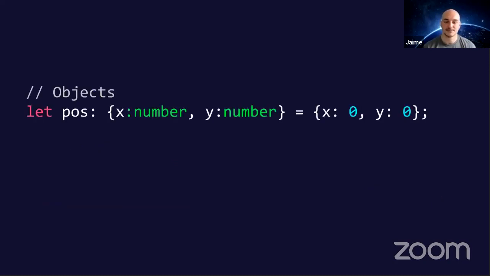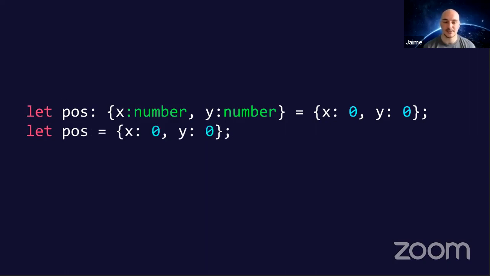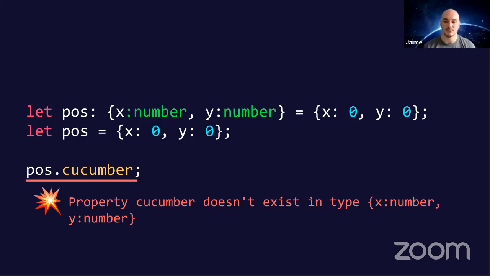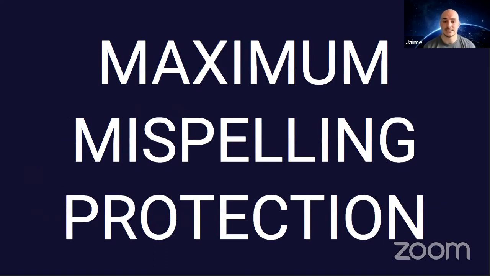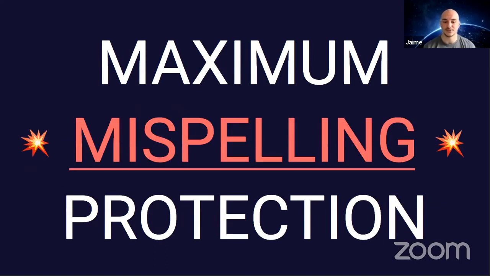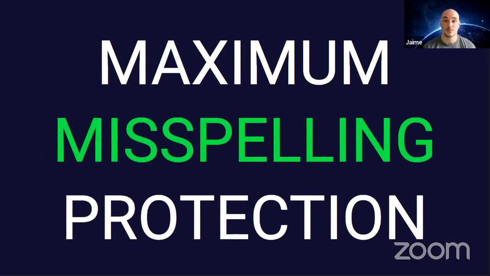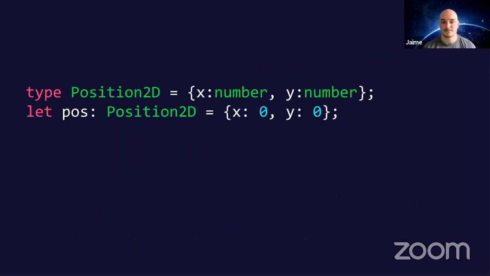Then we have objects. We have a simple object position that is an x, y, and this will be how you type it. Again, the TypeScript compiler is super smart. It can infer the type for this. If you try to access a property that is not in that object, the compiler will complain and say, Jamie, you're wrong. This offers maximum misspelling protection, and I misspelled. The compiler told me that. Boom, fixed. This is such a common error in JavaScript.